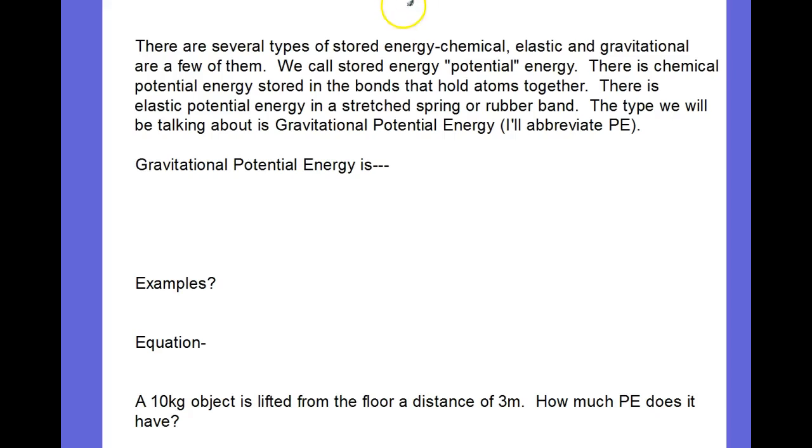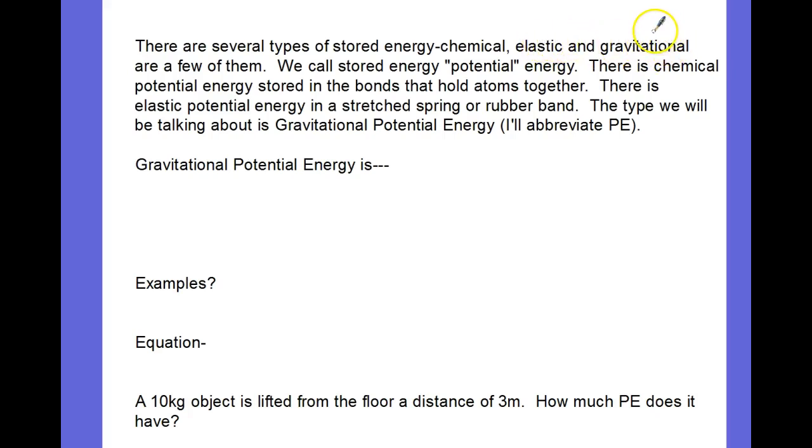There are several types of stored energy. Chemical energy: when you put gas in your car, you put it in there because there's stored energy in that gasoline. And when your engine burns it, the energy stored in the bonds between the chemicals is released. There's elastic energy. If you stretch a rubber band and you let it go, it'll go back into its original shape. So you store energy in it when you stretch it, and that energy is manifested when it pulls itself back into its original shape.